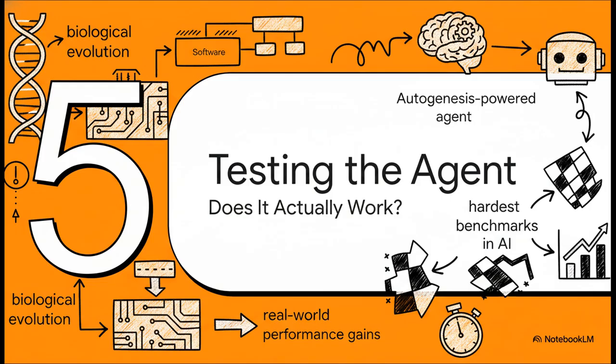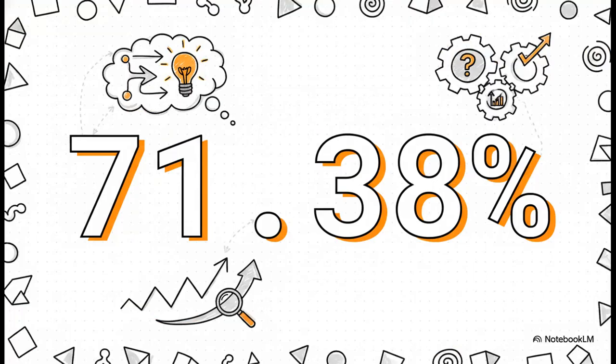Does it actually work? The theory is incredibly elegant, for sure, but we want the hard evidence. So researchers put an Autogenesis-powered agent to the test across some of the absolute hardest benchmarks in AI, and the scale of improvement is just wild. When testing on the highly complex AMY 2024 math benchmark, allowing the agent to evolve both its prompt and its solution resulted in a staggering 71.38% improvement for weaker models.